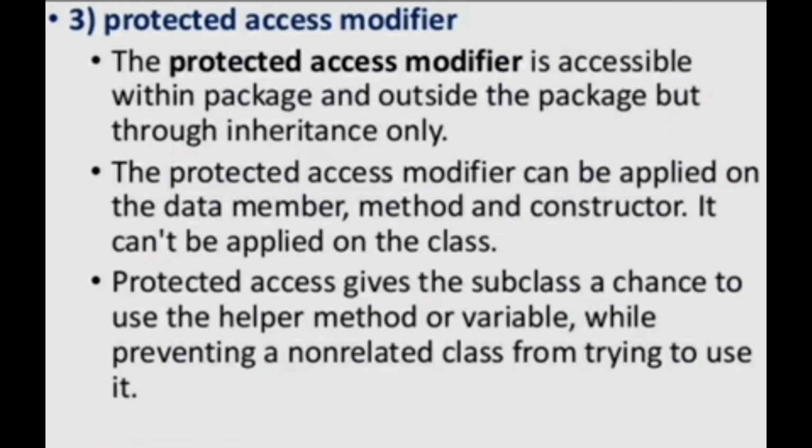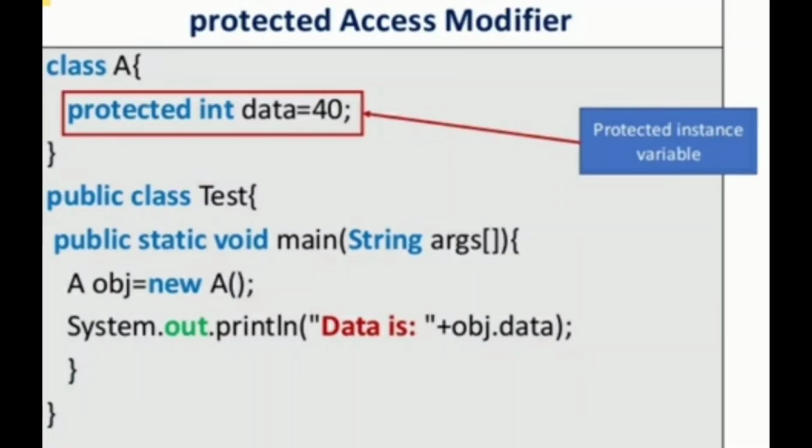Protected access gives the subclass a chance to use the helper method or variable while preventing a non-related class from trying to use it. This is the example for the protected access modifier. It can be accessed within the class and outside the class only through inheritance. It is the example for the protected access modifier.